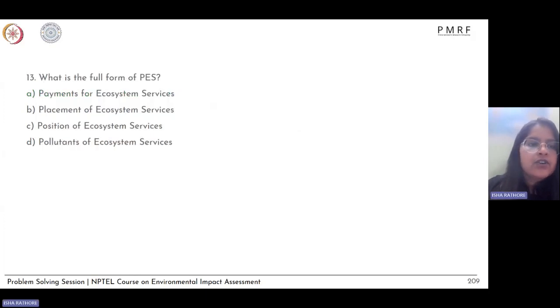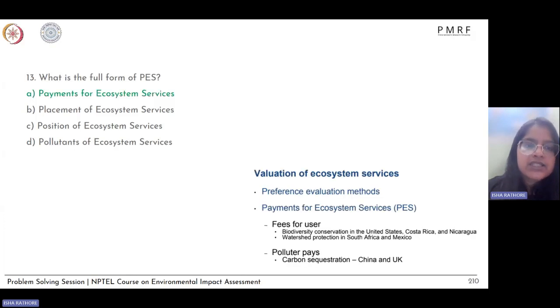Moving on. What is the full form of PES? Is it A, payments for ecosystem services, B, placement of ecosystem services, C, position of ecosystem services, or D, pollutants of ecosystem services? So the correct answer is A, that is, PES stands for payments for ecosystem services.